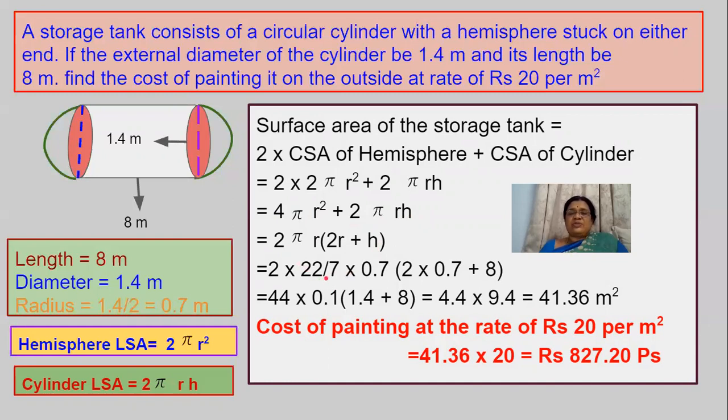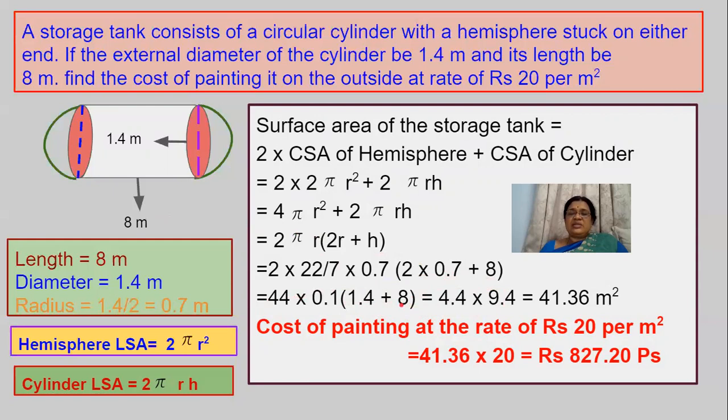The pi value I have substituted, that is 22 by 7 here. And the radius of this, we got the radius is 0.7 meters. I have substituted here 2 into 0.7 plus the height, that is the length of the cylindrical part, 8 meters. So when you multiply these two, you'll get 1.4 and 8. When you add these two, you'll get 9.4.